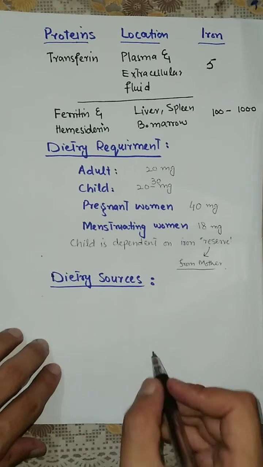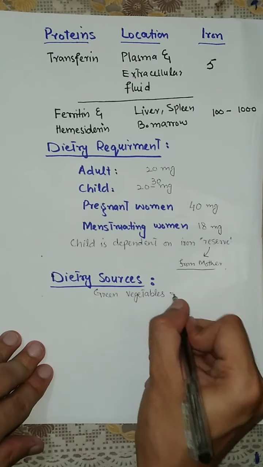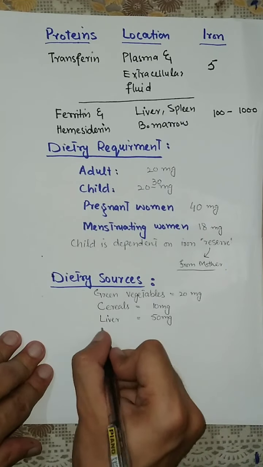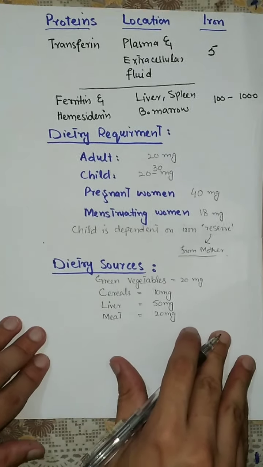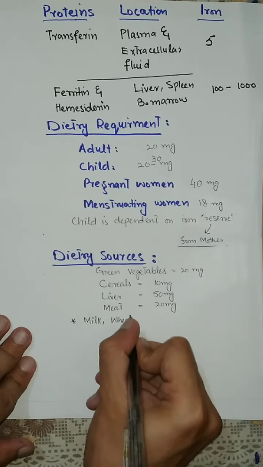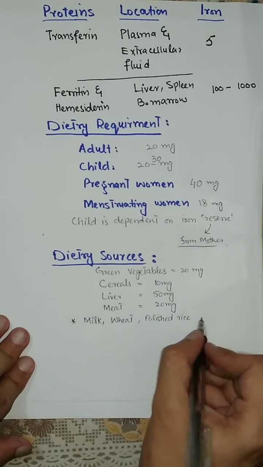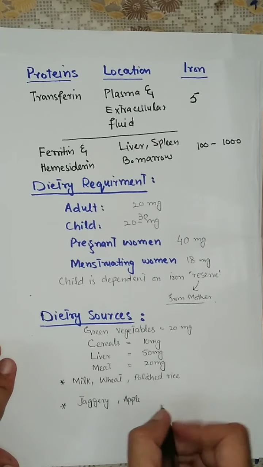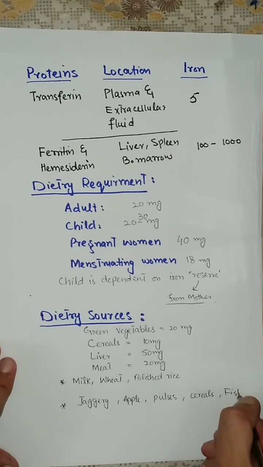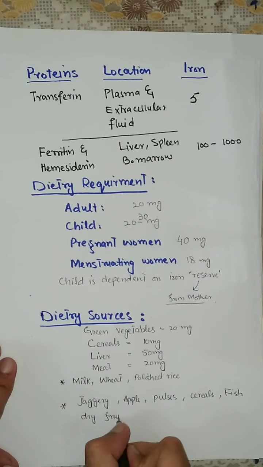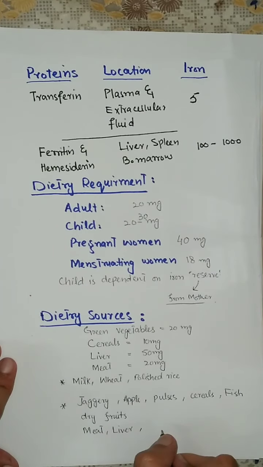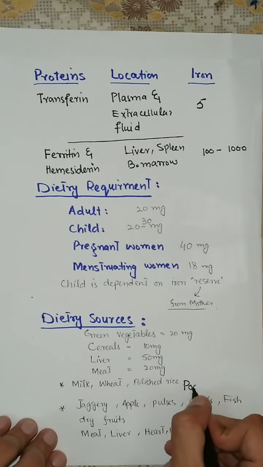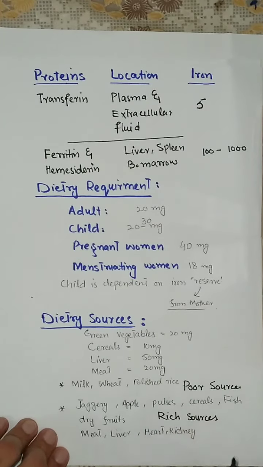Dietary sources of iron. Green vegetables contain about 20 milligrams of iron. Cereals contain 10 milligrams of iron, and the liver contains 50 milligrams of iron. Meat contains 20 milligrams of iron. Some foods are rich sources of iron, and some are poor sources. The poor sources of iron are milk, wheat, and polished rice. The rich sources are jaggery, apple, pulses, cereals, fish, dry fruits, meat, liver, heart, and kidney.